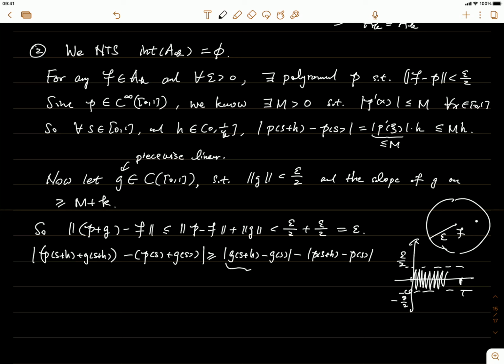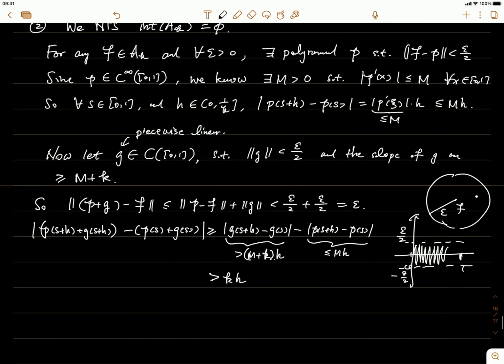On the one hand, I know that this is bigger than, as we showed before, g oscillating really fast, the slope is always bigger than this m plus k. Another thing is, as we showed before, this is going to be less than or equal to m times h. So the slope is bigger than that, which means this is bigger than this times h, but this one is smaller than m times h. So altogether, this is still bigger than k times h.